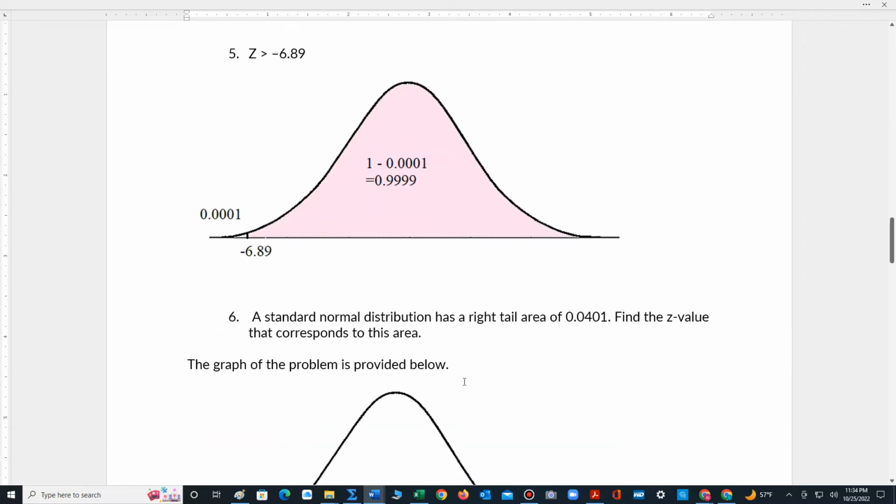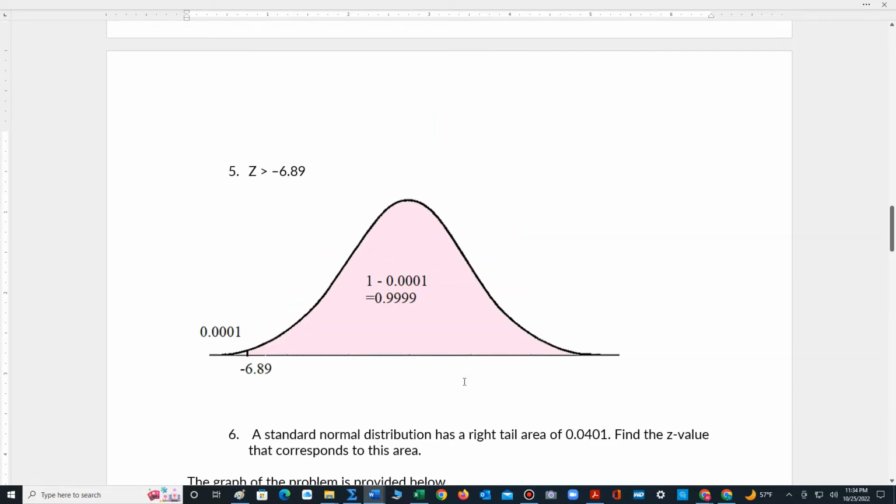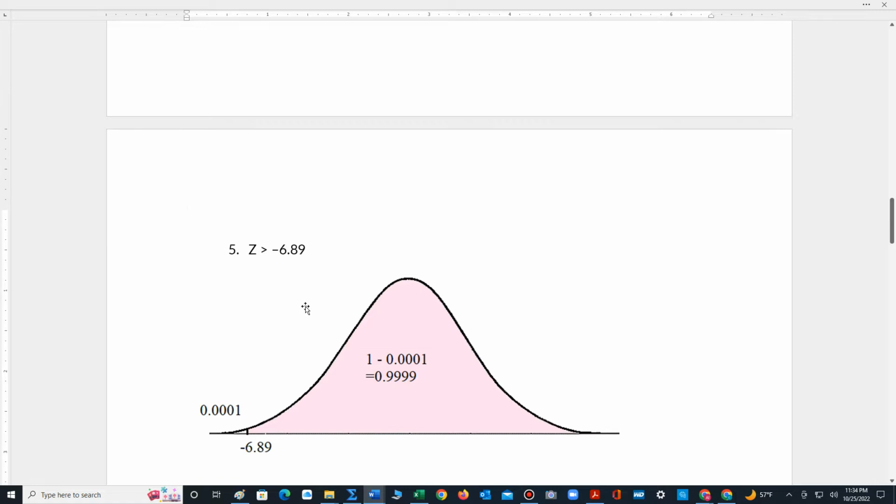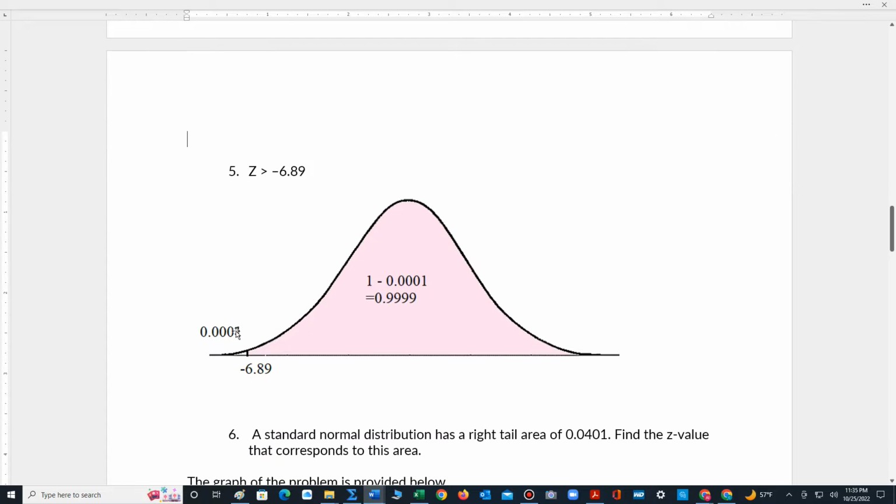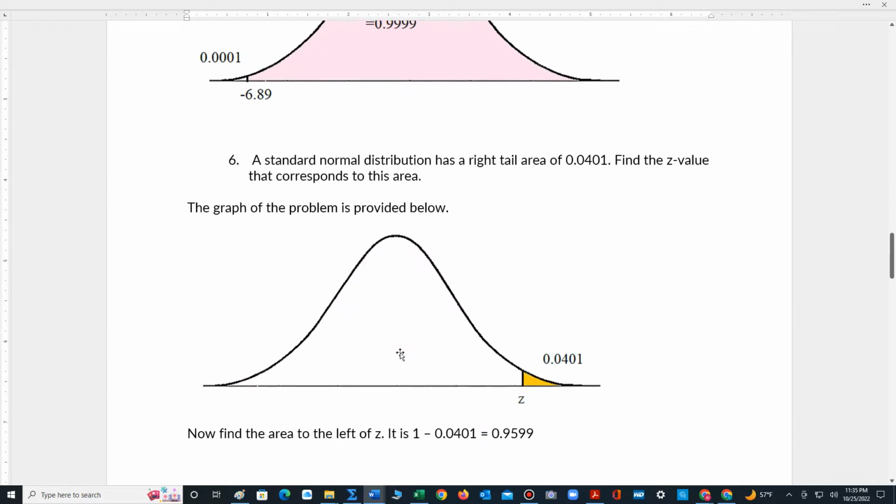Now the next problem. We're trying to find the area to the right of negative 6.89. As we saw before, any value that's less than negative 3.49, to the left of that, has an area of 0.0001. So if we want the area to the right, we take 1 minus 0.0001, which is 0.9999.